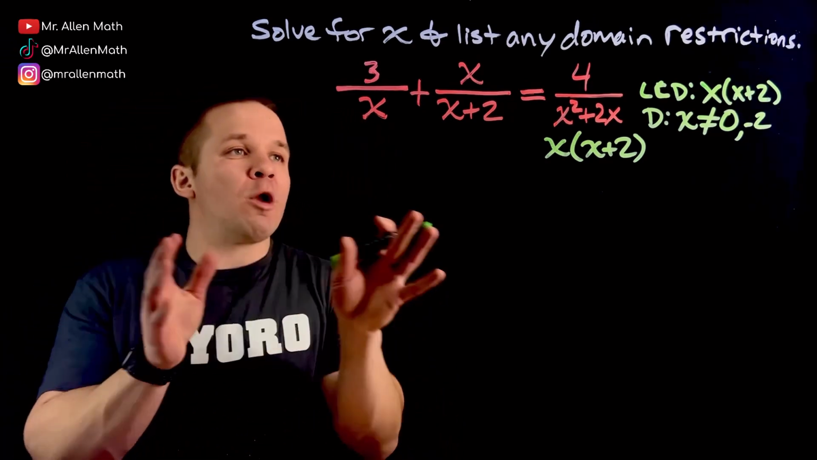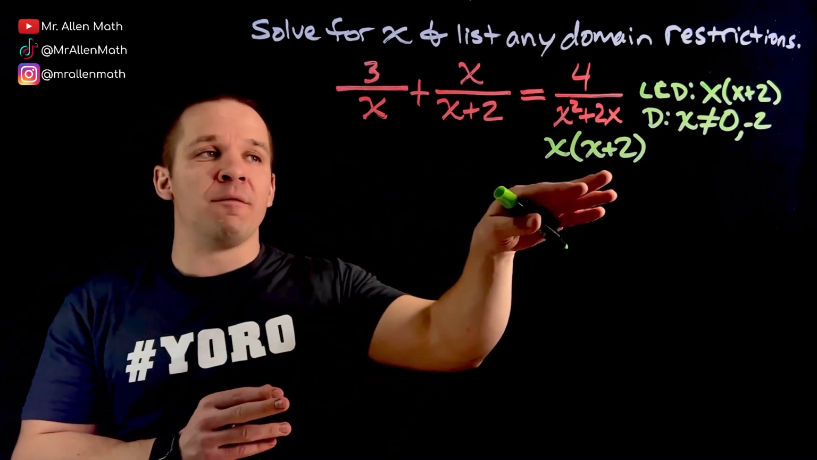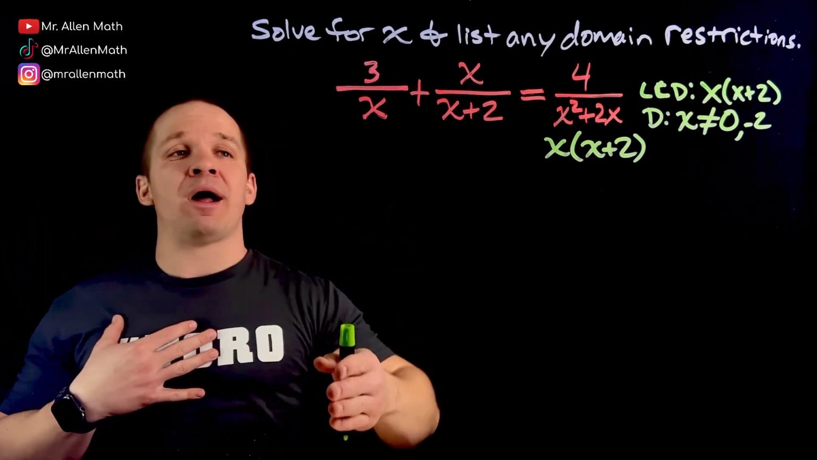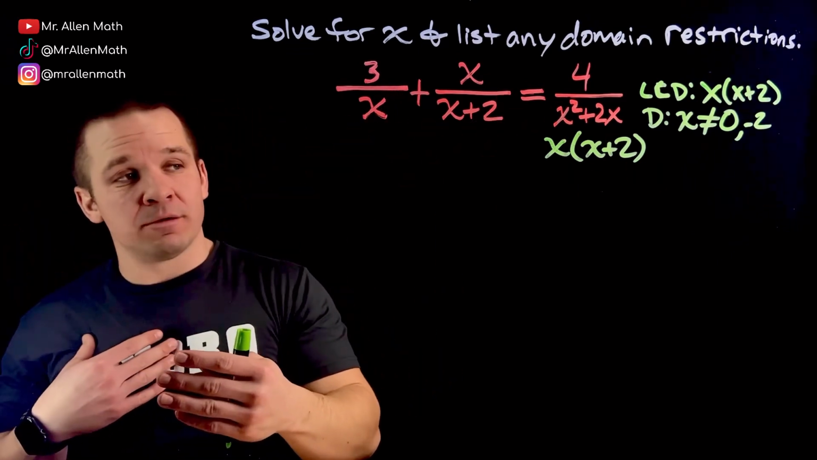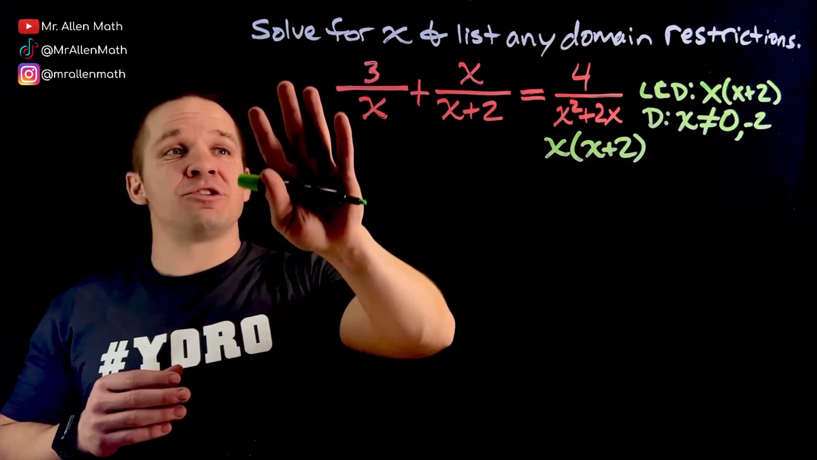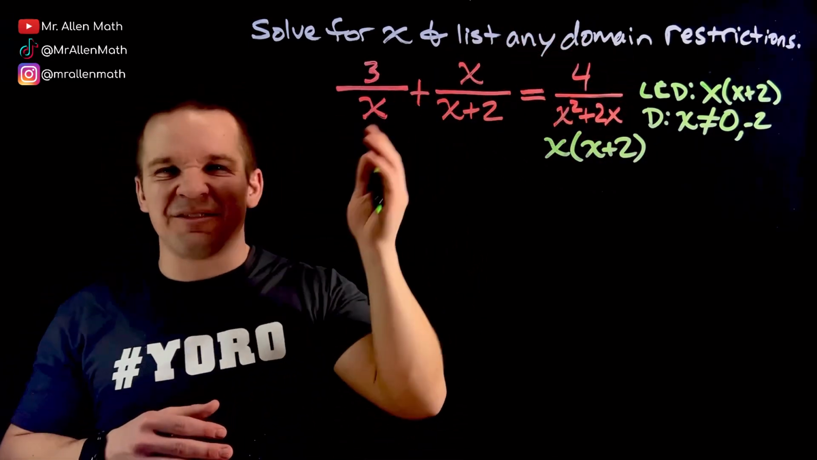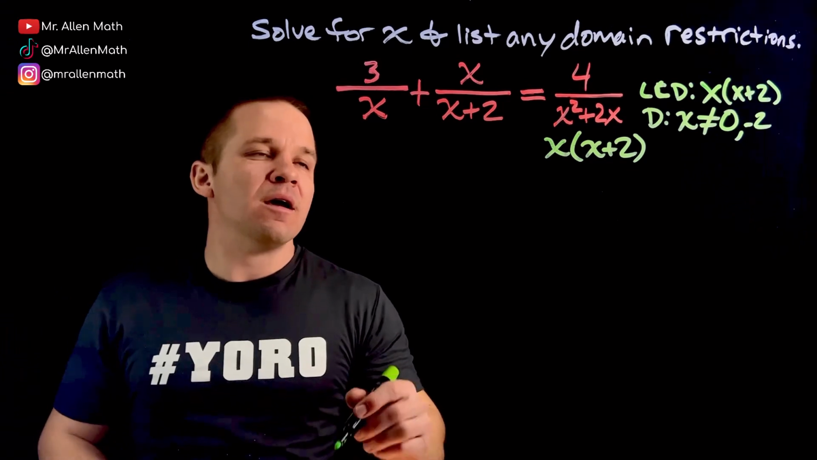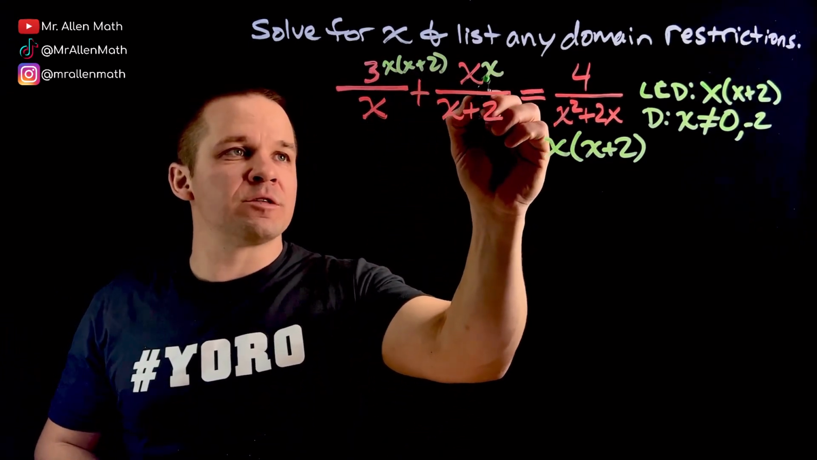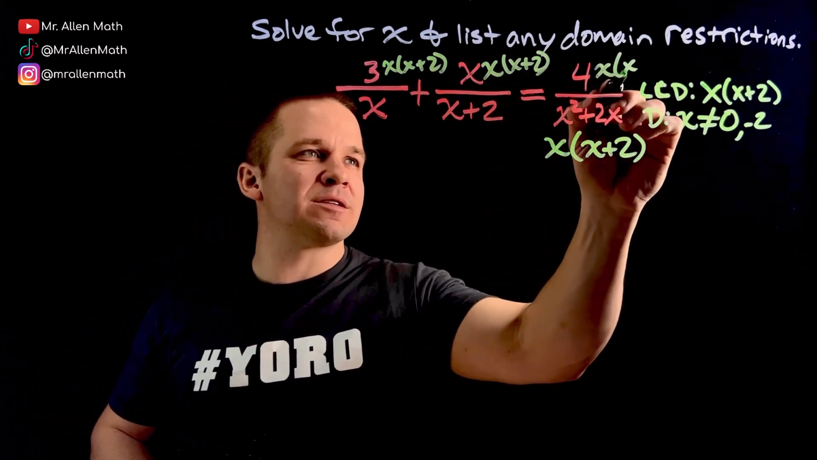Okay, so what do we have to do here? Some people like to get a common denominator for all the fractions, and then work with the numerators. I prefer to multiply both sides of the equation by that LCD of x times x plus 2, which allows me to distribute it to each fraction and get rid of all my denominators, because they're going to divide out, cancel out. So I'm going to multiply this one by x times x plus 2, and this one, and this one.